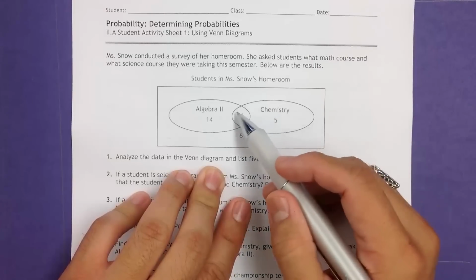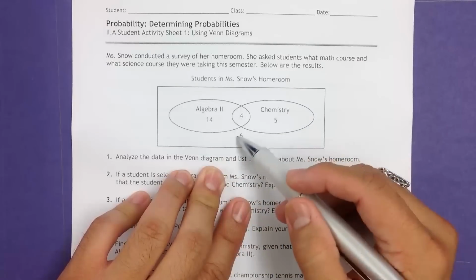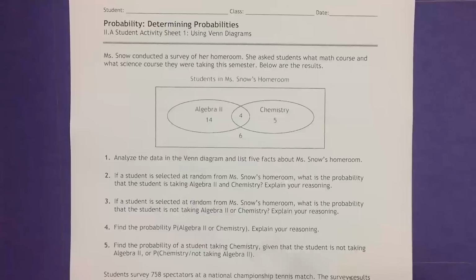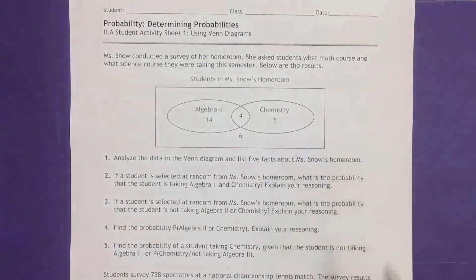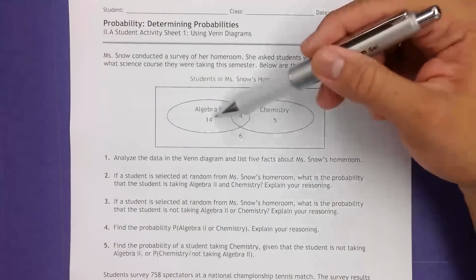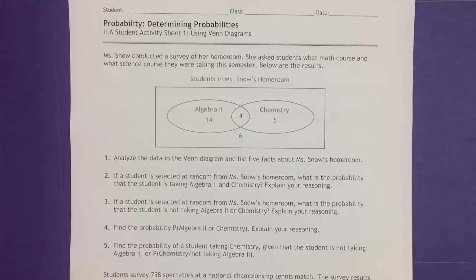And if you're talking about the total number of students that are not in Algebra 2, you take a look at the bubble. We have this. And then we're looking at the stuff outside of the bubble, which would be 6 and 5, which would be 11. And vice versa, students that are not taking chemistry, 6 plus 14 would be 20. So those are some of the facts.